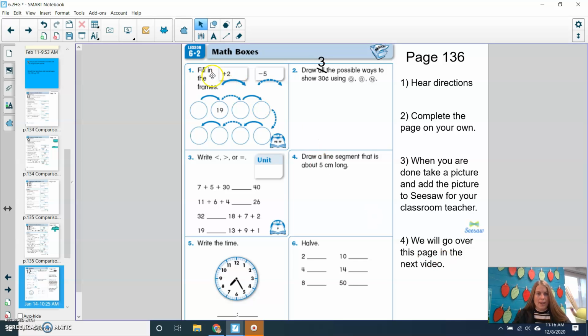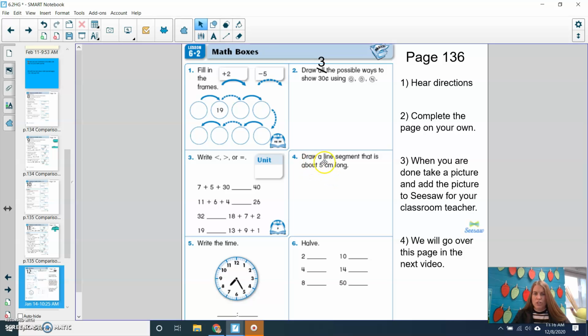For question number 1, fill in the frames. So whenever you see one of these dark lines, you're going to add 2. Whenever you see a dotted line, you're going to subtract 5. For question 2, I changed the direction a little bit. Instead of drawing all the possible ways to show 30 cents, just show me 3 ways to show 30 cents using quarters, dimes, and nickels. For question 3, use less than, greater than, or equal to solve. Don't forget about your unit.